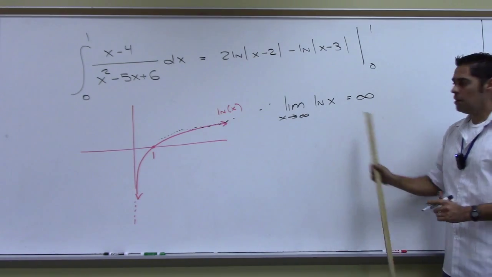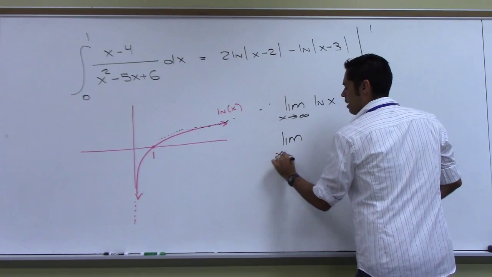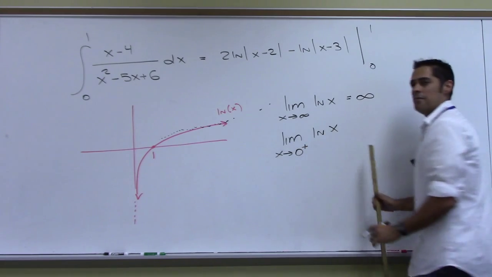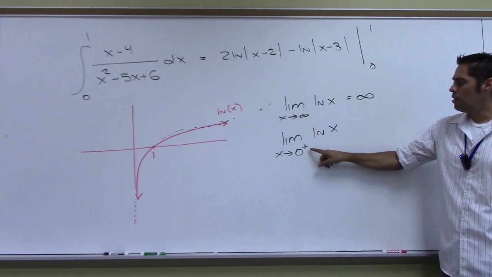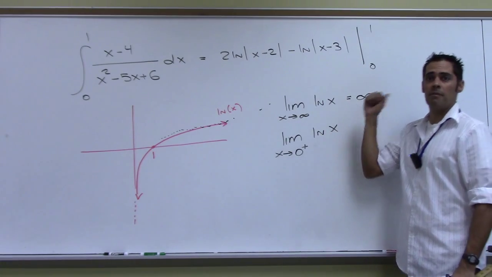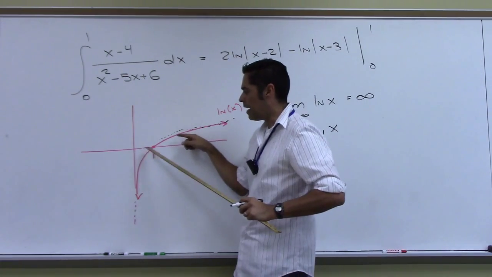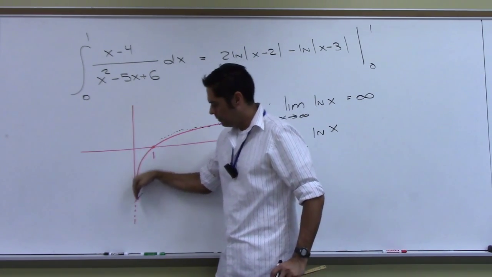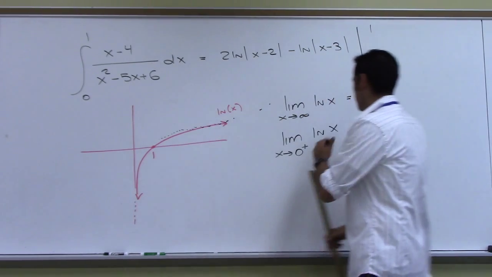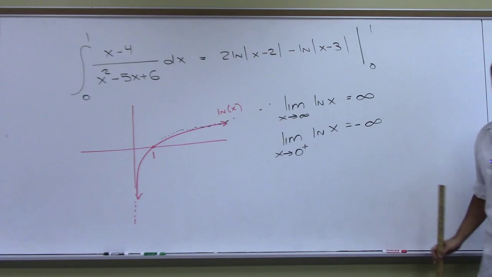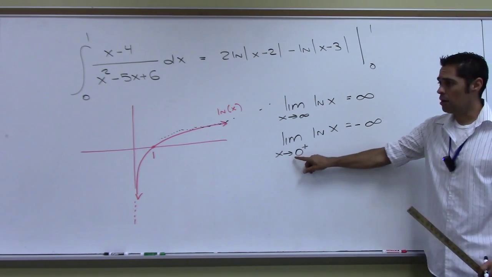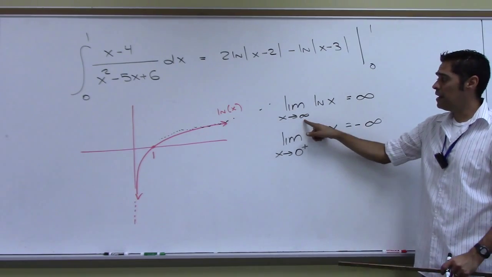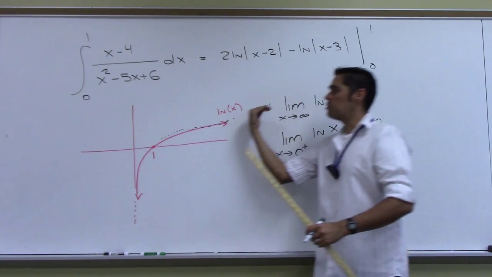Yes? What about this? What's the limit as x approaches 0 from the right side of the natural log of x? Do you remember that from Cal 1? So instead of walking out this way forever, start to walk towards what? An x value of 0, right? And where does the natural log function go? It goes to negative infinity, doesn't it? So this limit is negative infinity. As you approach 0 from the right, the natural log function dives down to negative infinity. As you approach infinity, the natural log function grows without bound.